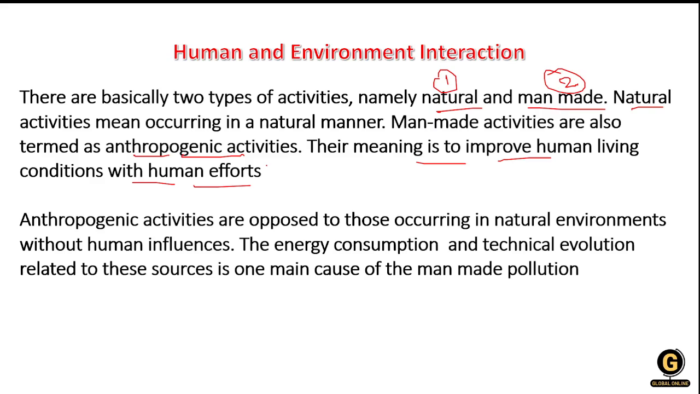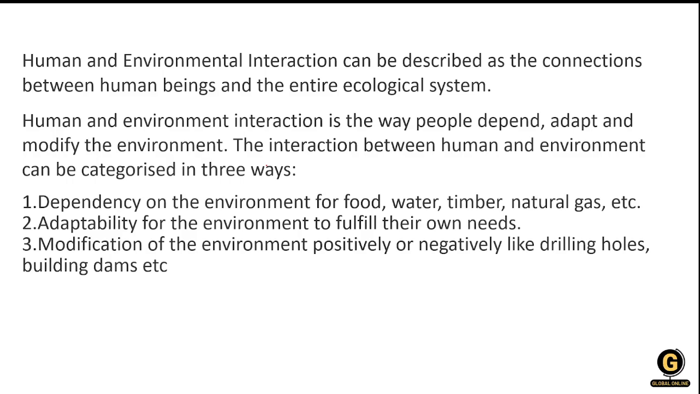So basically anthropogenic activities means the activities done by humans for developing themselves, for improving human living conditions. That is called anthropogenic activities, right? And it is totally opposed to the natural environment without human influence, totally opposite to natural activities. Clear?